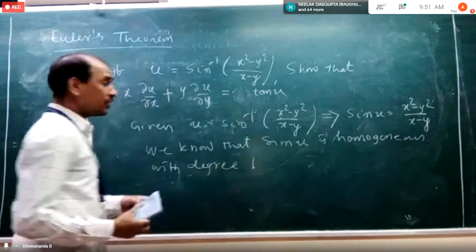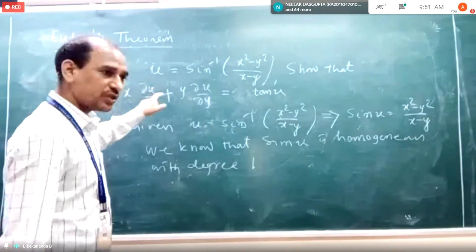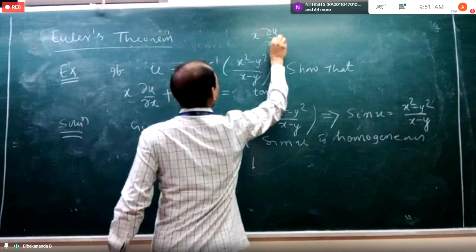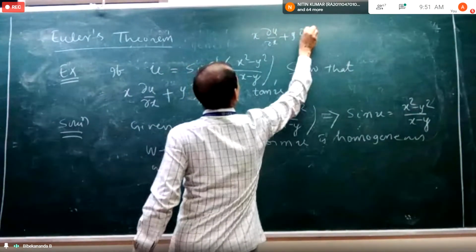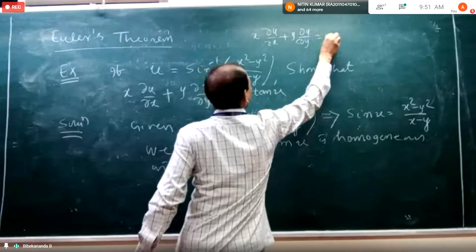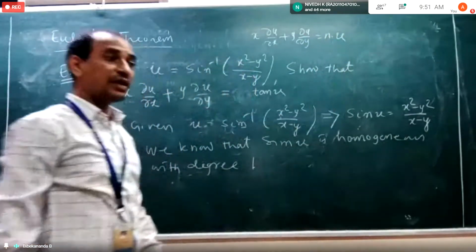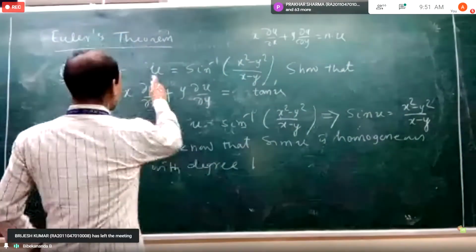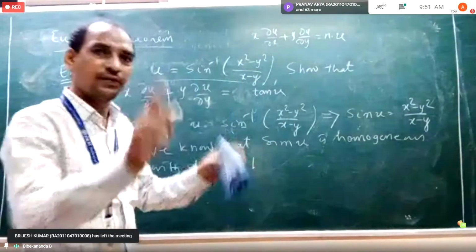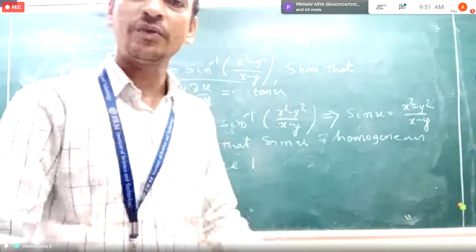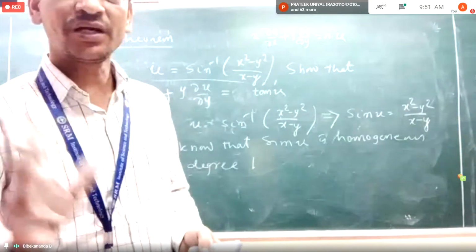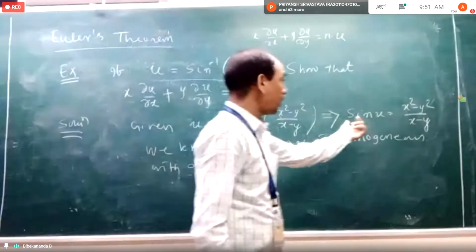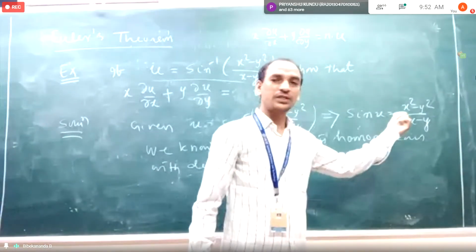So now you try to understand, if u is homogeneous, the Euler theorem says that x into dou u by dou x plus y into dou u by dou y is equal to n into u. This is the statement of Euler theorem, isn't it? But here we are not able to check the homogeneity of u. So what we did? We checked the homogeneity of sin u.